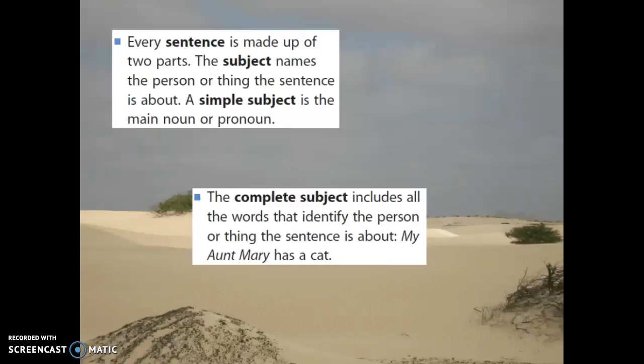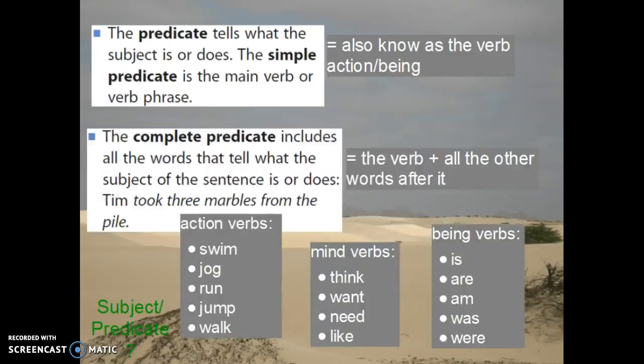Hi boys and girls, today we are going to be completing Unit 1, Week 2, Day 2 of our grammar practice. Yesterday and the day before we had talked about subjects of a sentence. The subject names the person or thing the sentence is about, while the complete subject includes all the words that go with the subject. Today we're going to zoom in on predicate or verb.